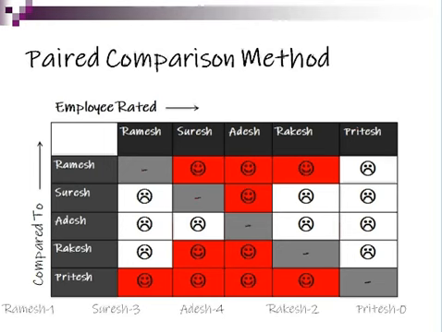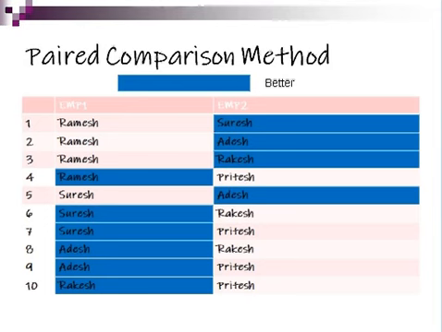Again, another way of putting up the same paired comparison method can be this also, where you are putting up each employee against the other employee and then marking that employee who is found better. So in this particular table, you can see that the cells which are marked blue are the employees who are found to be better. And so the same way, the result is the same. It's the same statistics, and so the results are the same. Now this is how we can use the paired comparison method.